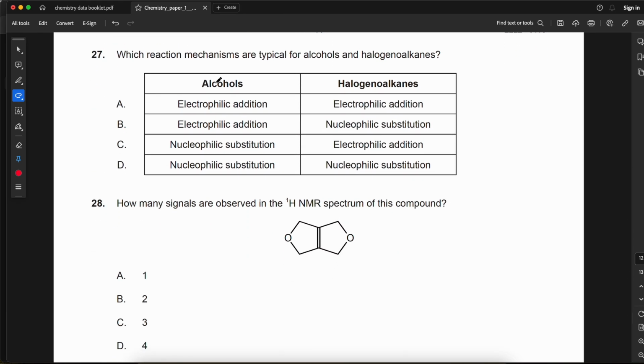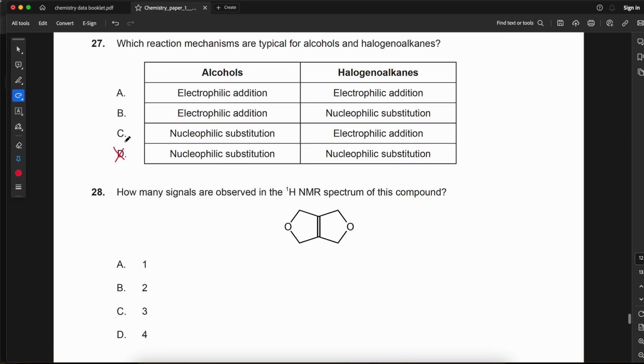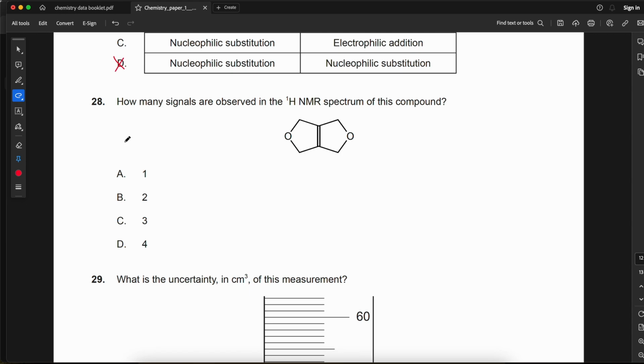Which reaction mechanism is typical for alcohol and halogenoalkanes? Okay, so it's a nucleophilic substitution, because for alcohol and halogenoalkane, it's a substitution, and the alcohol is acting as a nucleophile, so it's a nucleophilic substitution. How many signals are observed in the HNMR spectrum of this compound? Is it symmetrical? So it will definitely be only one, because it has only one H environment.